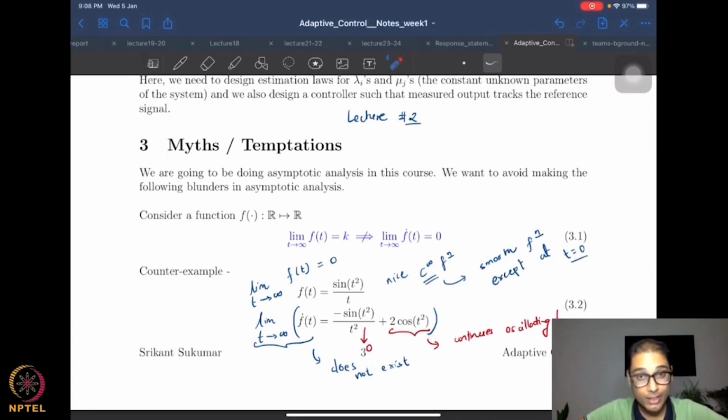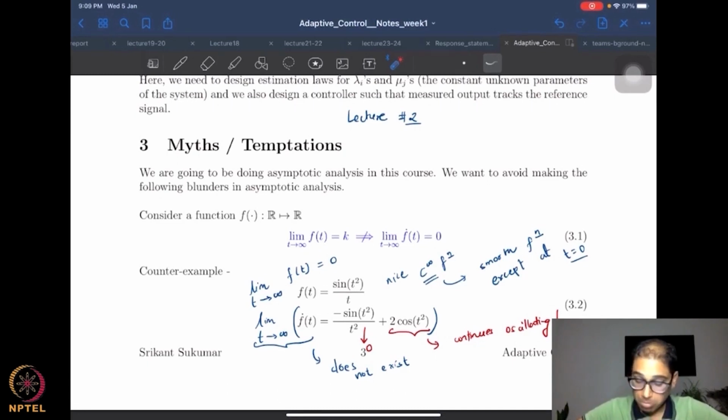Because honestly speaking, this function, that is f dot of t, in fact will not have any limit as t goes to infinity. So the derivative of the function has no limit as t goes to infinity. So this seemingly counterintuitive thing has come true, that though the function itself converges to a constant 0 in this case, the derivative does not really converge to anything at all. And this should be baffling for us.